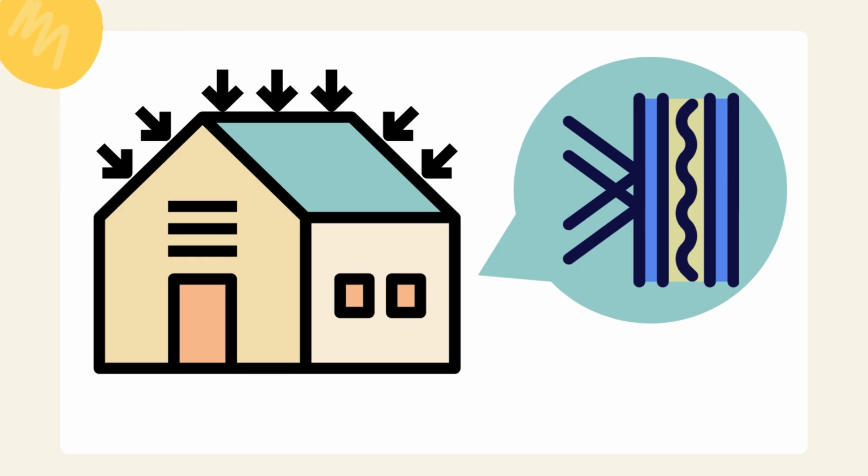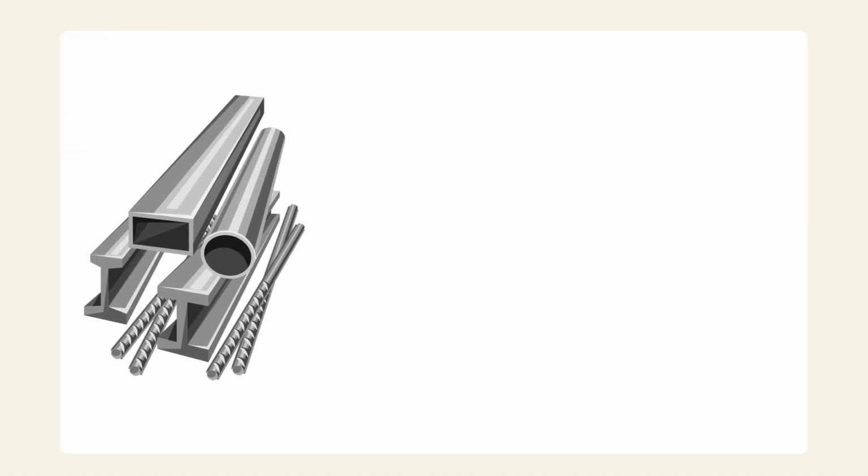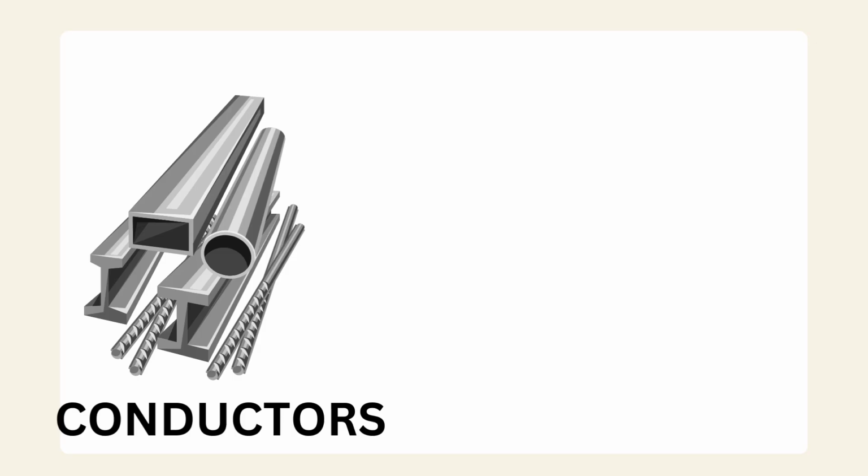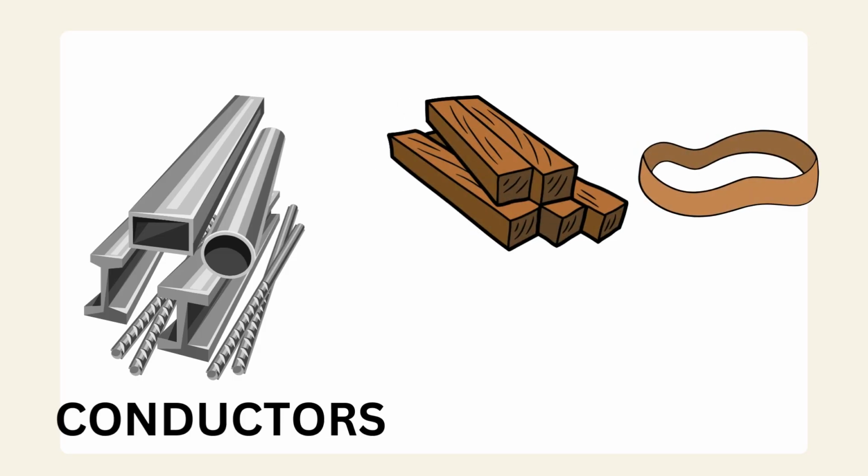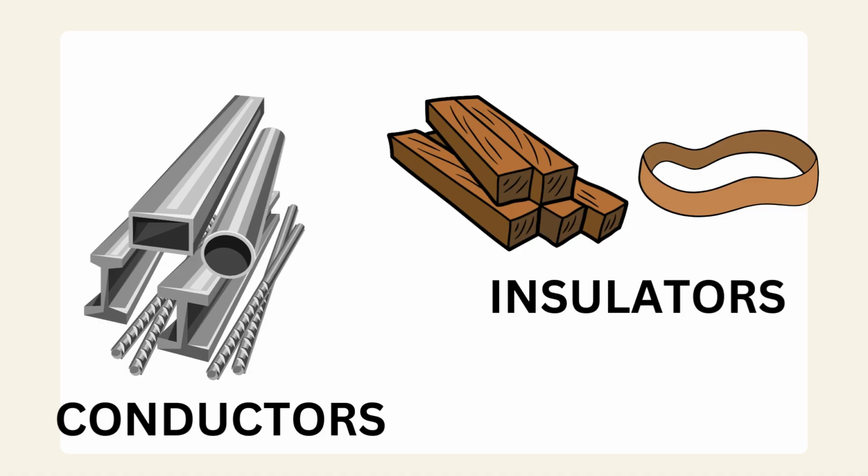Conduction is the principle behind insulation. Materials like foam are used to reduce heat flow from the outside of the house to the inside during summer. So, why are materials like metals good conductors, while wood and rubber are good insulators? I'll leave you with this question. Now let's move on to convection.